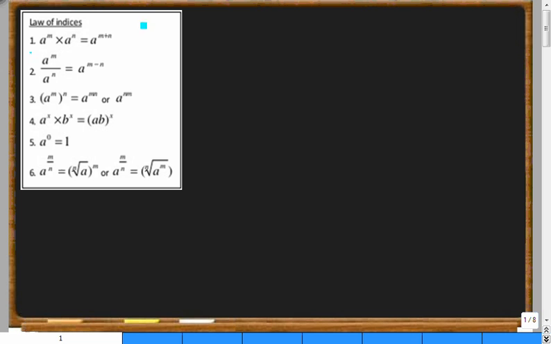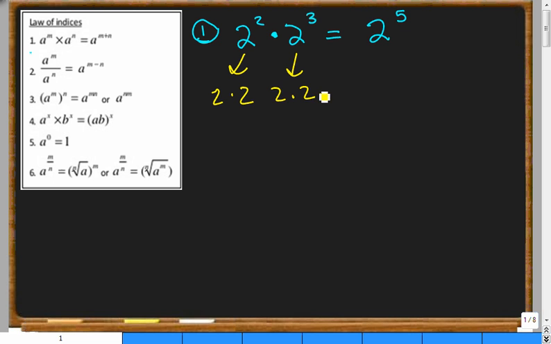The first law is that if you have like bases multiplied by each other, you are to add the exponents. So for example, for number 1, if you had like 2 squared times 2 cubed, you would add these exponents and get 2 to the 5th power. Well, if you break that down and try to make it make sense, this is 2 times 2. This is 2 times 2 times 2. There are 5 of these. You get 2 to the 5th. Okay.